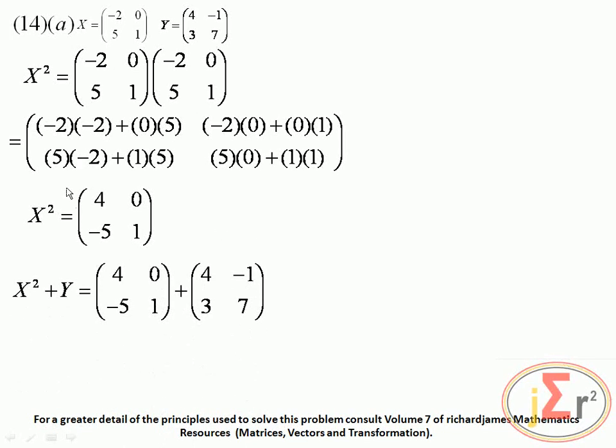Now we need to add this value, which is x squared, to the one that we have there, which is y. So x squared plus y, and that is very simple. We add the corresponding elements. 4 plus 4 is 8. 0 plus a negative 1 is negative 1. Negative 5 plus 3 is negative 2. And 1 plus 7 is 8. No problem with that.